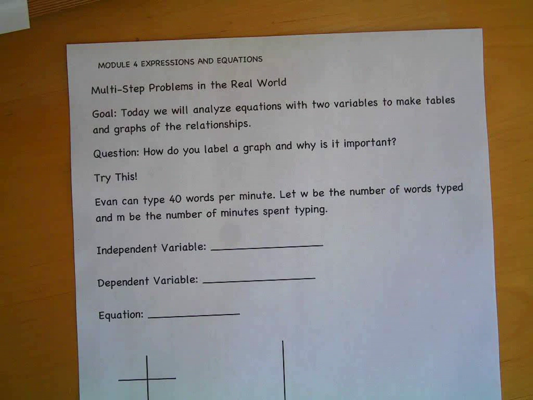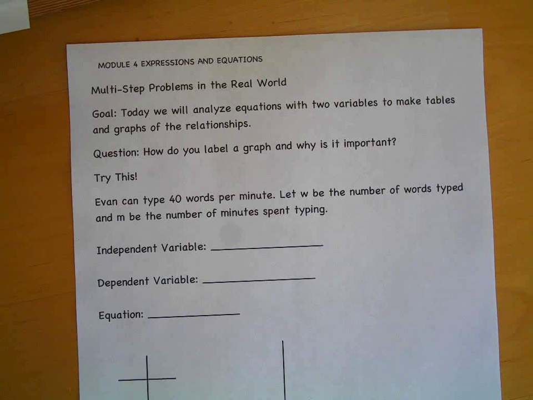The question that I want you to think about in this lesson is, how do you label a graph and why is it important? All right, so we're going to practice this with a try this problem. Evan can type 40 words per minute. Let W be the number of words typed and let M be the number of minutes spent typing.